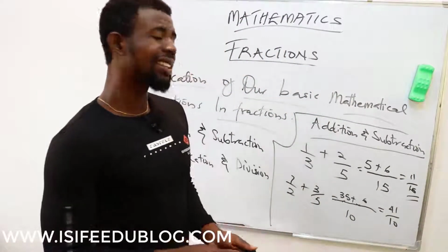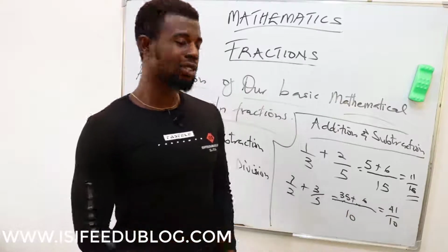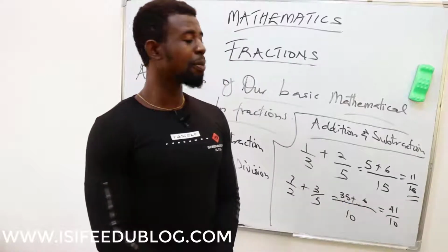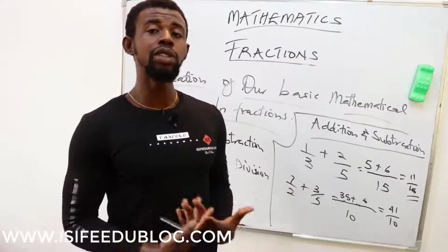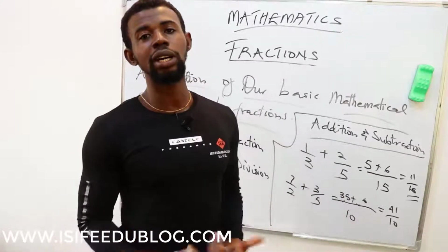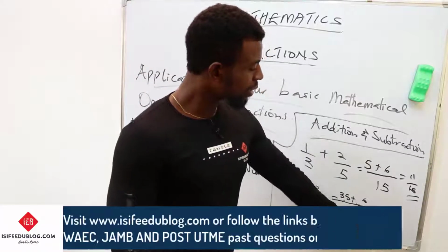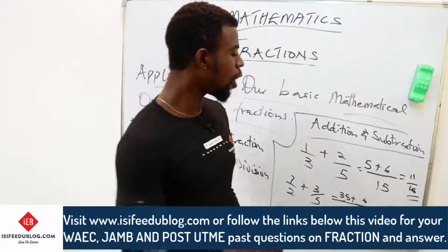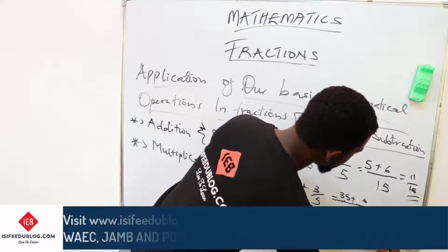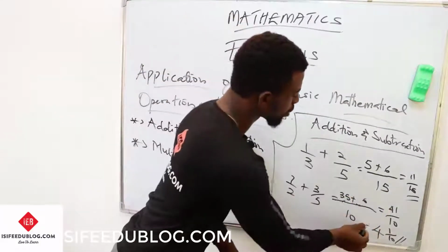Now 41 over 10 is an improper fraction. And remember what we said about improper fractions: our answer is not allowed to be in improper form. So what do we do? We need to make this improper fraction a proper fraction. How do we do that? By converting it to a mixed fraction. Alright? So 41 divided by 10 will give us 4, remainder 1. So I'll have 4 whole number 1 all over 10. Now this is a mixed fraction, and this is the proper form of this improper fraction.